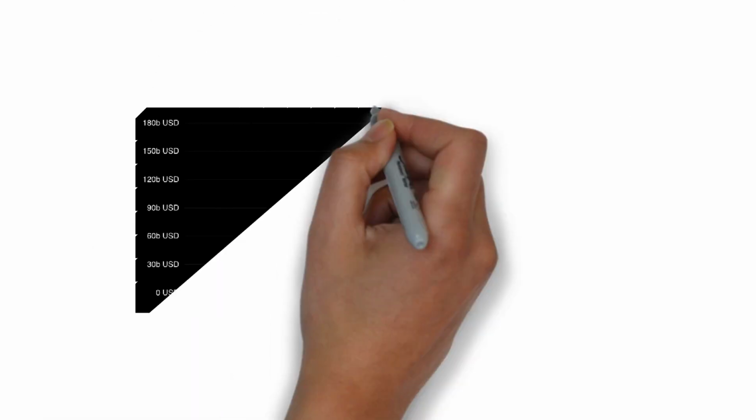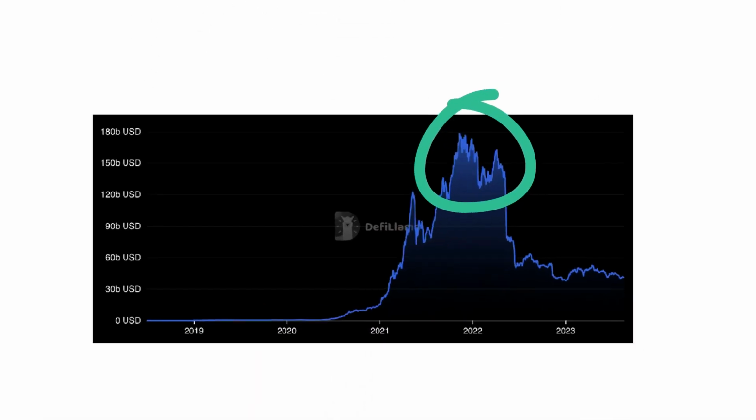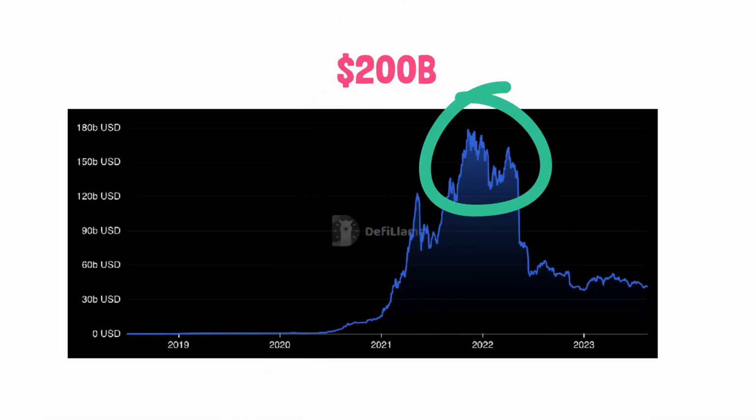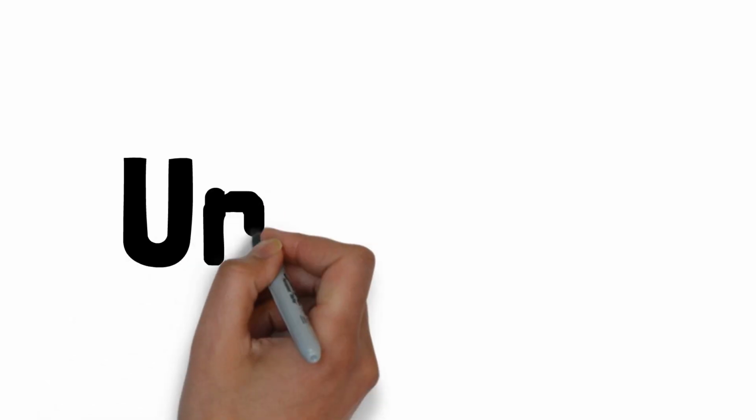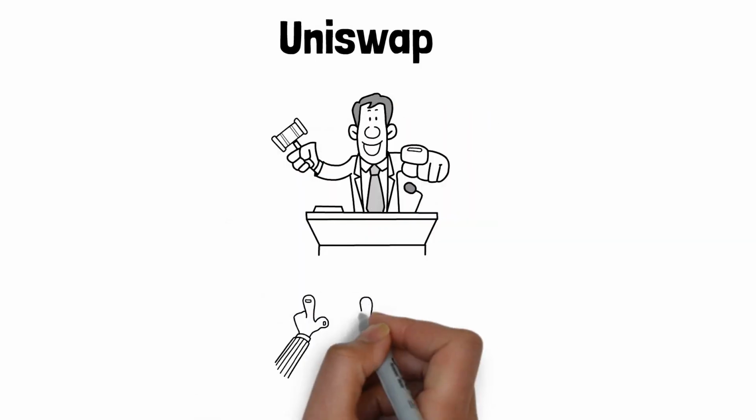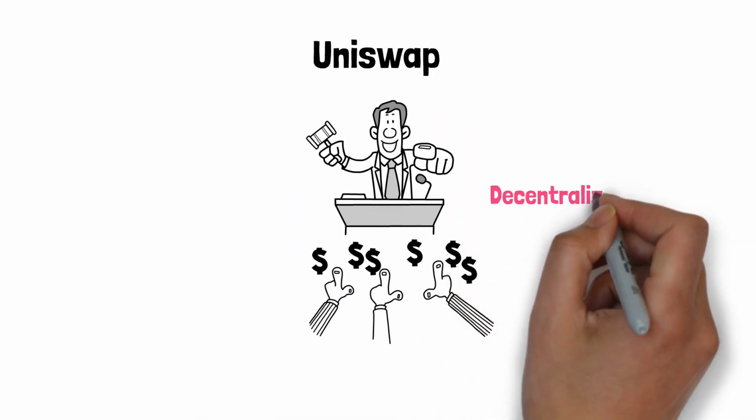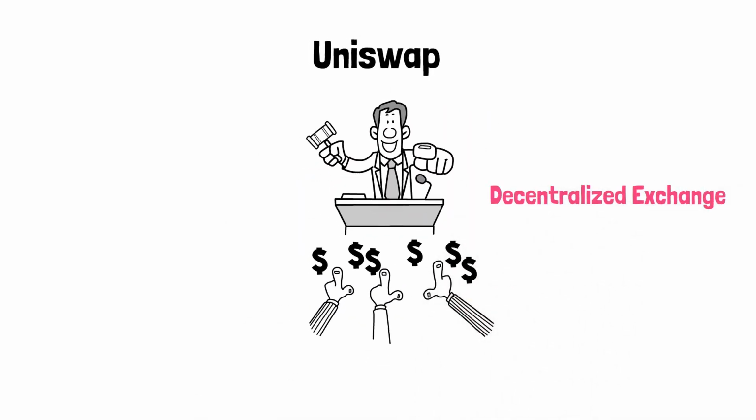At the top of the bull market, almost $200 billion were locked in DeFi projects. Let's go over some specific projects. Uniswap is one of the most famous DeFi projects. It allows traders to buy and sell crypto in a decentralized way. This is what we call a decentralized exchange.